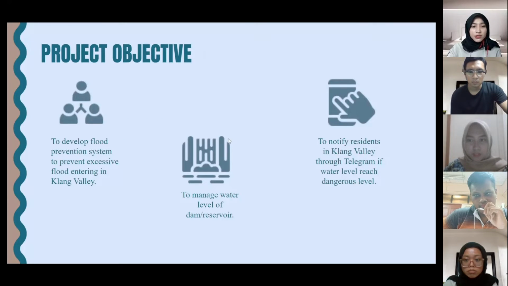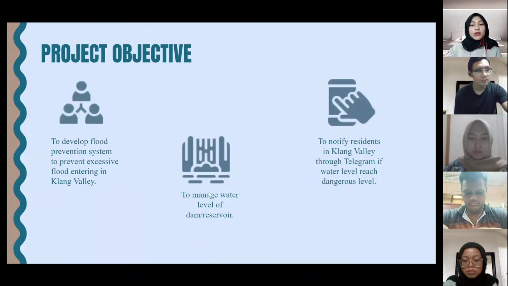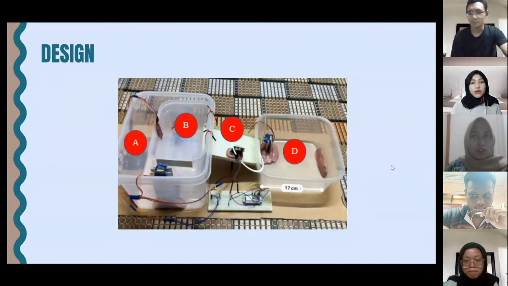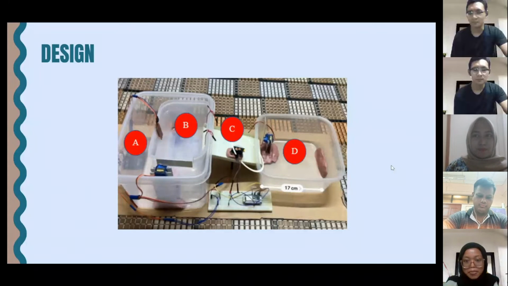For our project objectives, first is to develop a flood prevention system to prevent excessive flood entering Klang Valley. Secondly, to manage the water level of the dam or reservoir. And lastly, to notify the residents in Klang Valley through Telegram if the water level reaches a dangerous level. Next, I'll pass to Kairunisa Nadia.